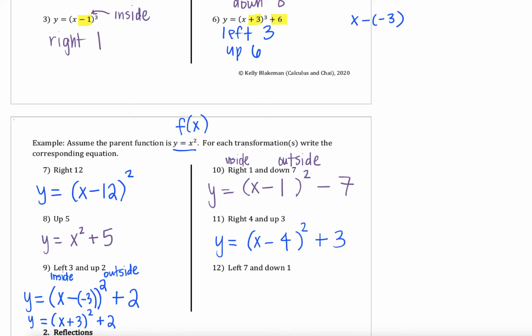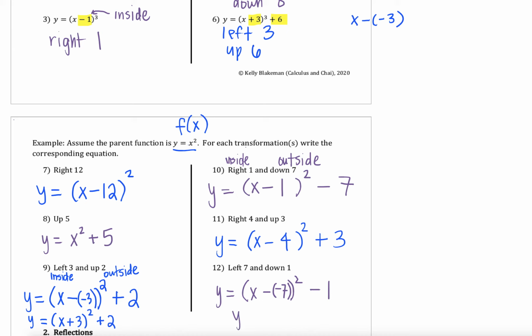Let's look at example 12. So we're going left 7 and down 1. Why don't you guys pause the video and write out your equation for this one. So our left is a horizontal shift, so that means that's happening inside the function. So when we start setting this up, I still have the x squared as my parent function. Because we're going to the left, I'm subbing in a negative value into that. And then the down is happening outside since that's a vertical shift, and we'll be subtracting off 1.